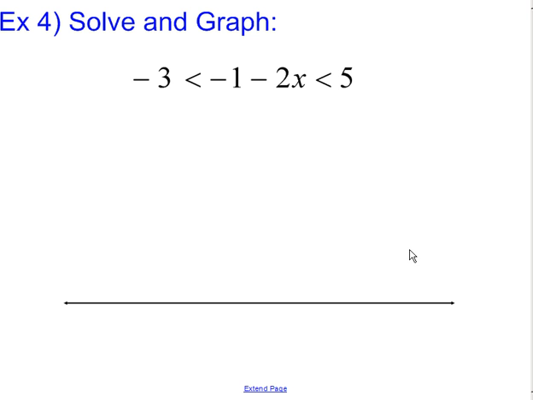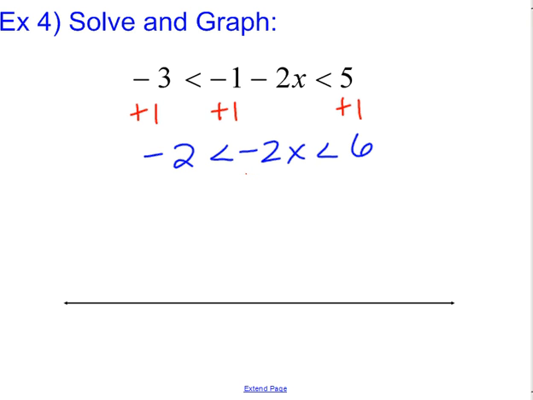Negative 3 is less than negative 1 minus 2x, which is less than 5. So again, we look in the middle. We need to get rid of the constant, so the opposite of subtracting 1 is adding 1, so we're going to add 1 everywhere. Negative 3 and a positive 1 is negative 2. Bring that sign down, leave the negative 2x. Bring the sign down, 5 plus 1 is 6.